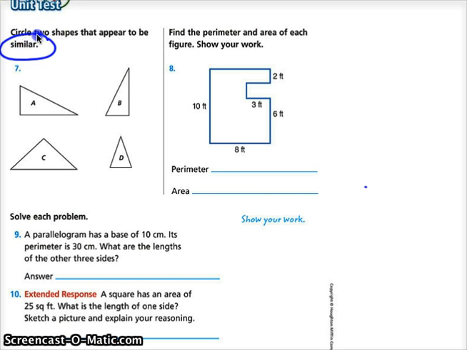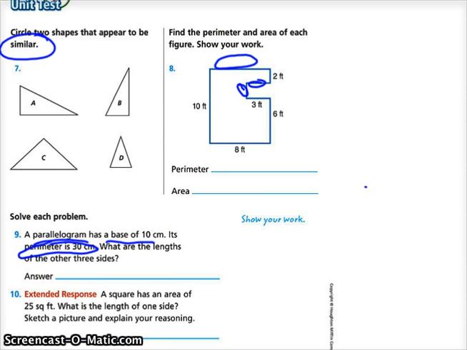Remember, similar means same shape but not the same size. Number 8, you need to find the missing side first. There are a few of the missing sides. Then you need to find the perimeter and area. Number 9, you need to draw a parallelogram. Label its base. Okay, it gives you the perimeter. It wants you to figure out what are the lengths of the other 3 sides.